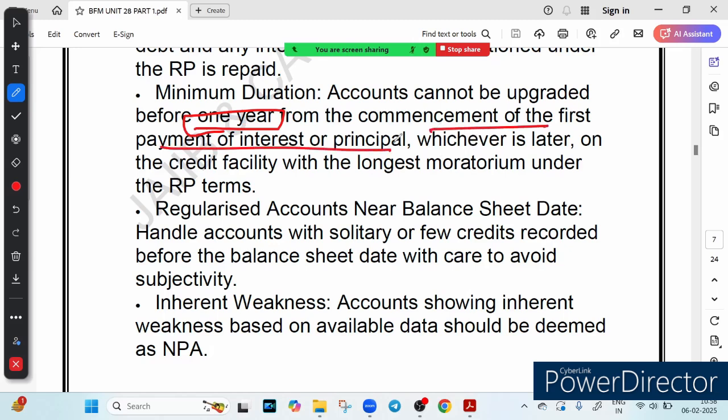Think of it like a probation period. The loan has to show it is reliable for at least a year before being given a second chance. I hope this makes your concept clear.